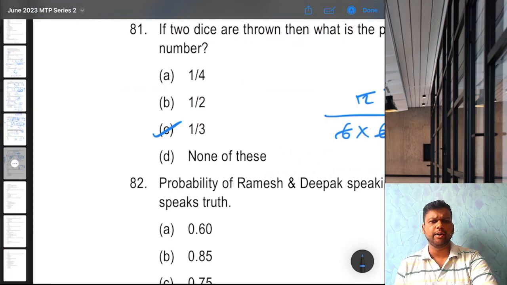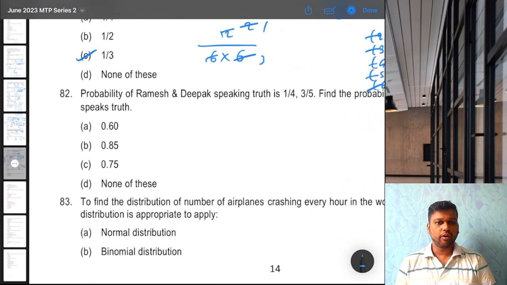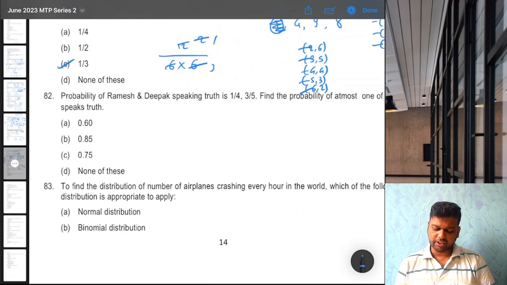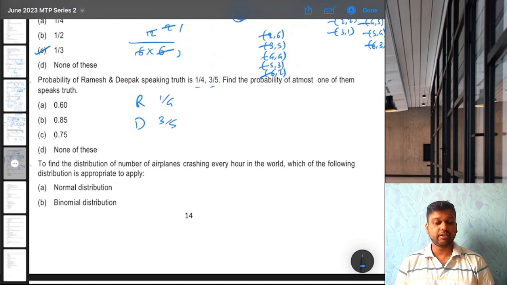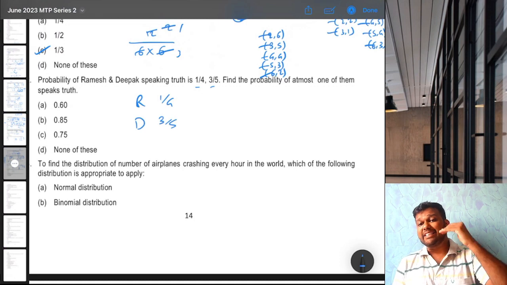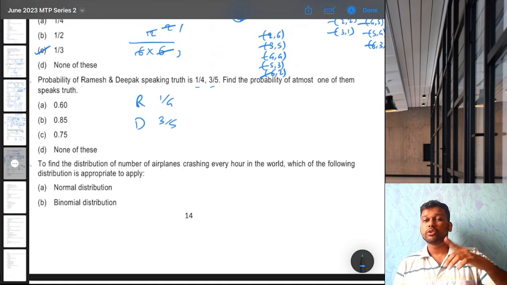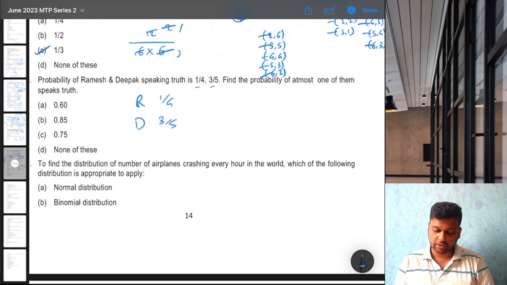Okay, next 82. Probability of Ramesh and Deepak speaking truth is 1 by 4, 3 by 5. That is, probability of Ramesh is 1 by 4, probability of Deepak is 3 by 5. Find the probability that at most one of them speaks truth. At most one. That means maximum one of them speaks the truth. So can I say either 0 or 1 of them need to speak the truth.